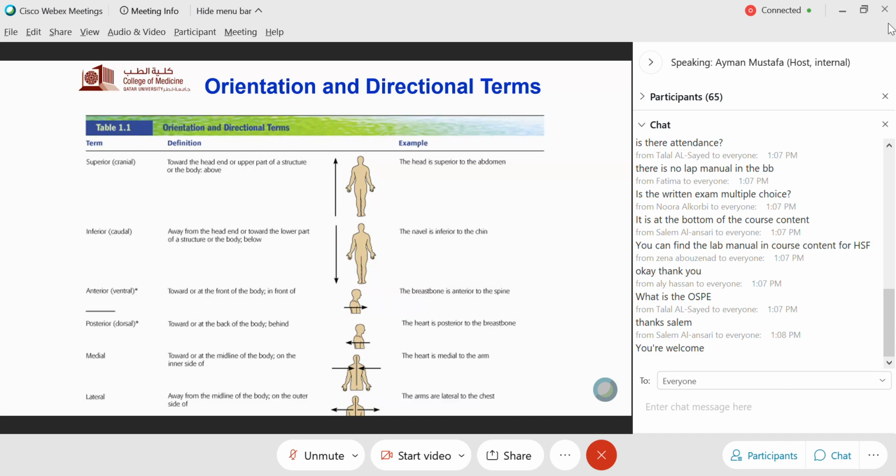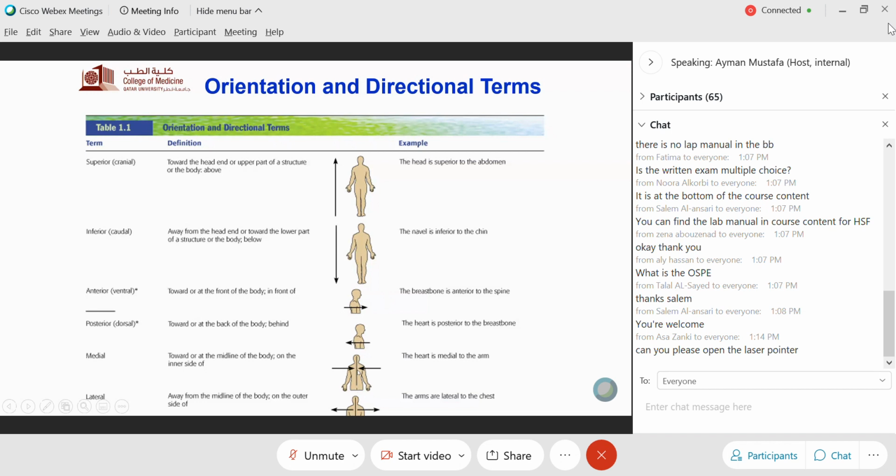Okay? So if I compare two structures, the one closer to the median plane, I'm going to call it medial to the other. The one away from the median plane, I'm going to call it lateral. For example, the heart, which is very close to the median plane, is medial to the arm. The arm is away. I can reverse this and say the arm is lateral to the heart. Okay? Any questions?